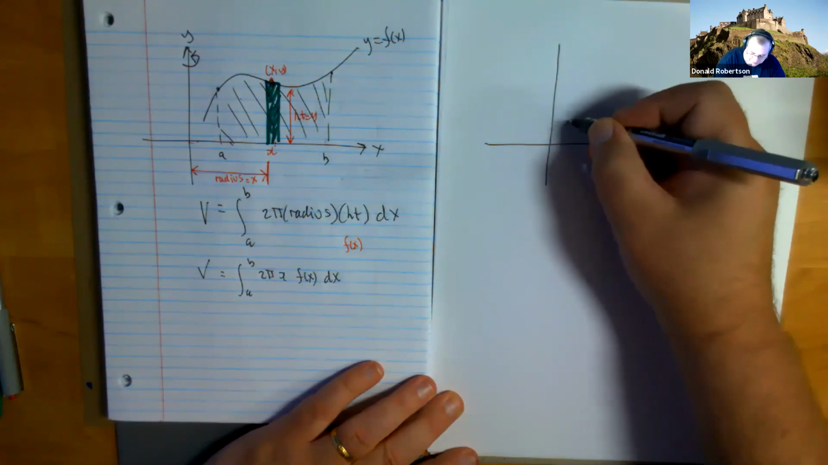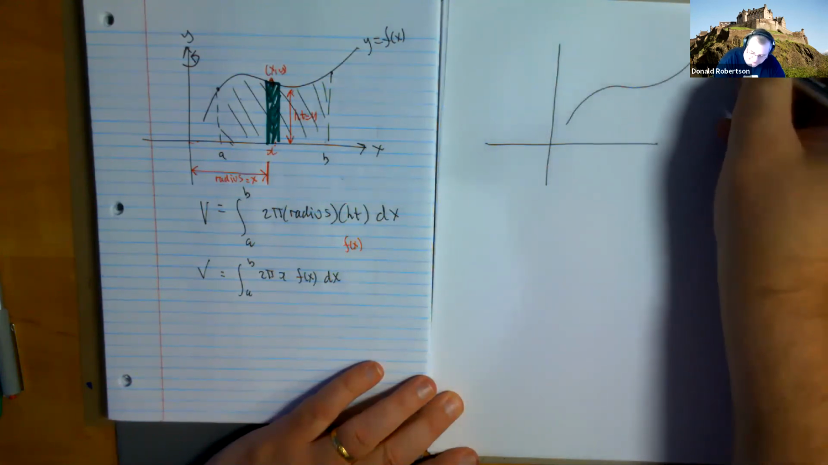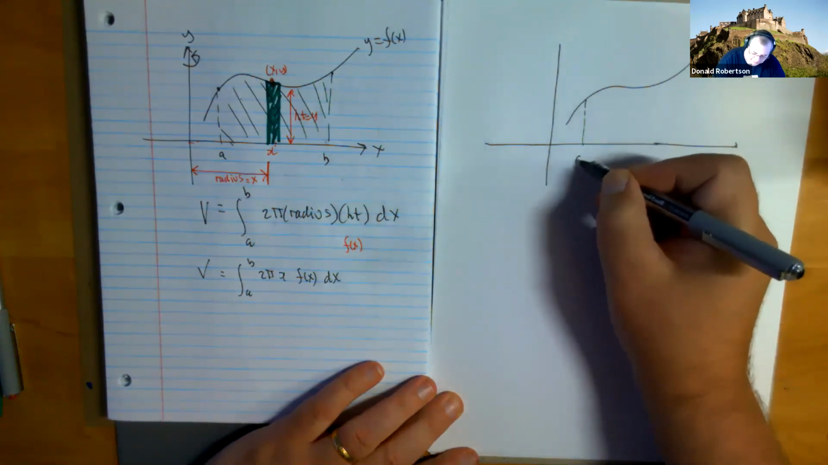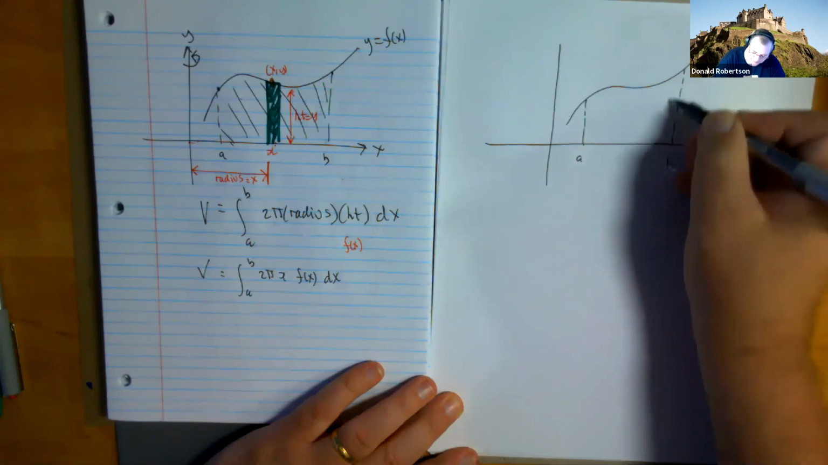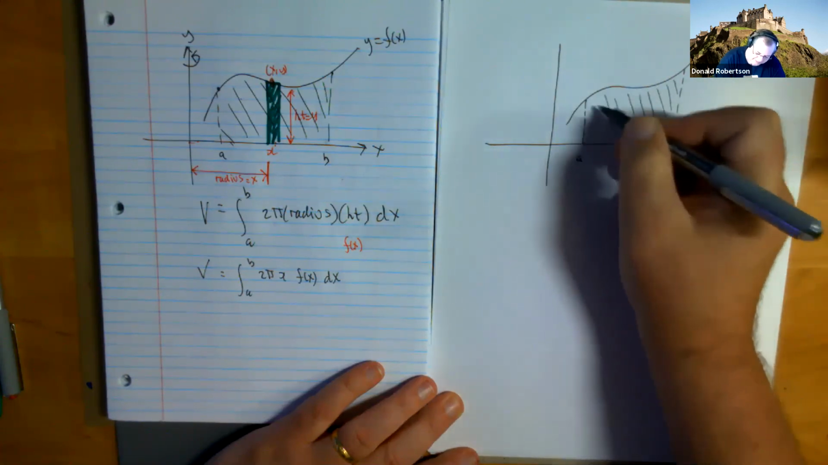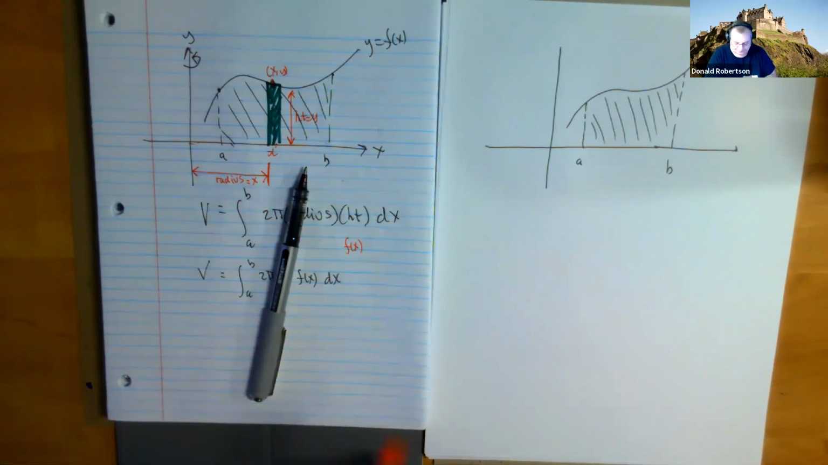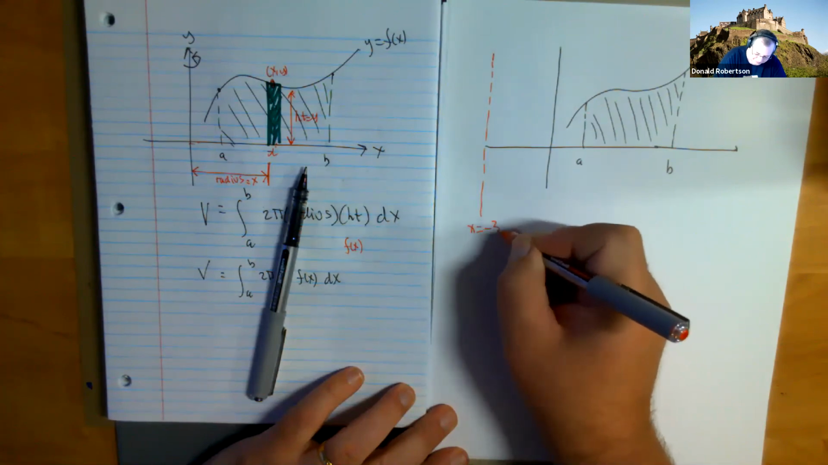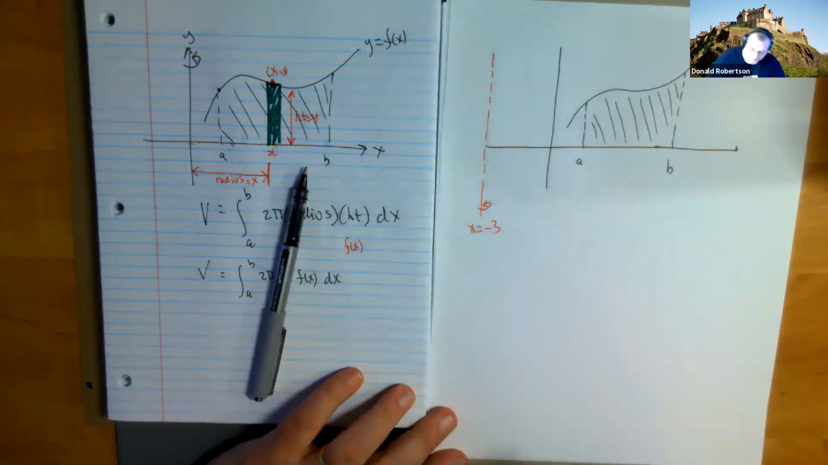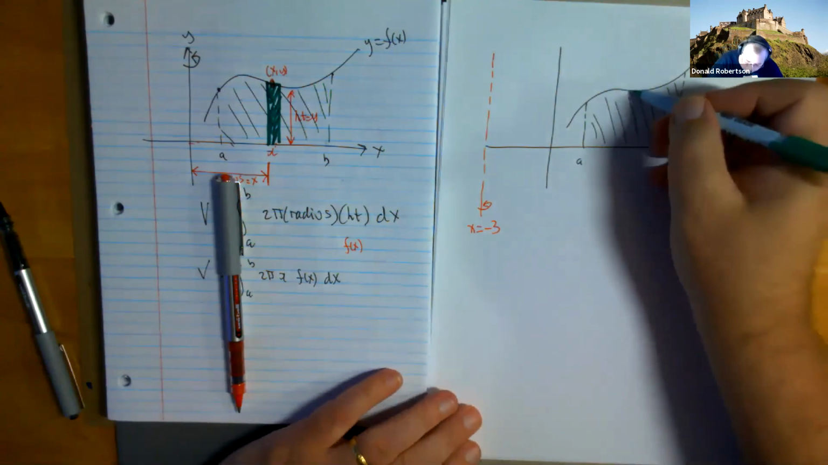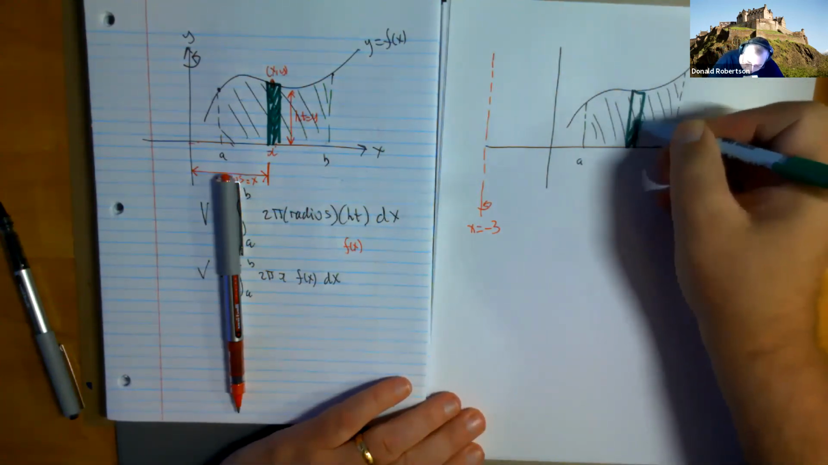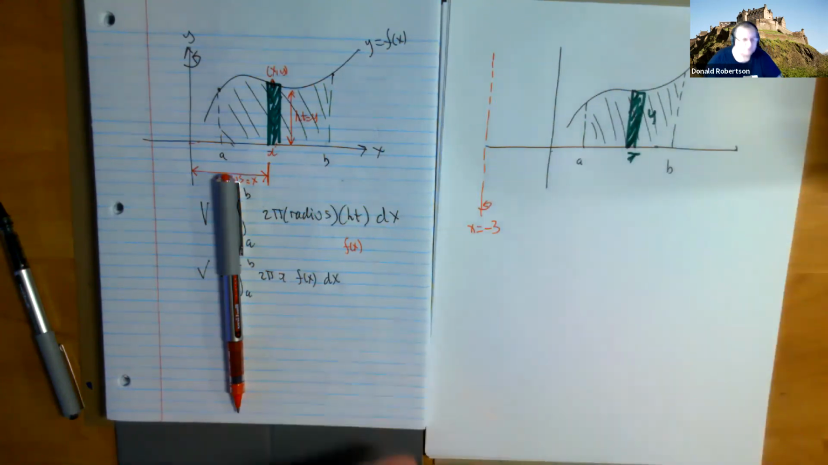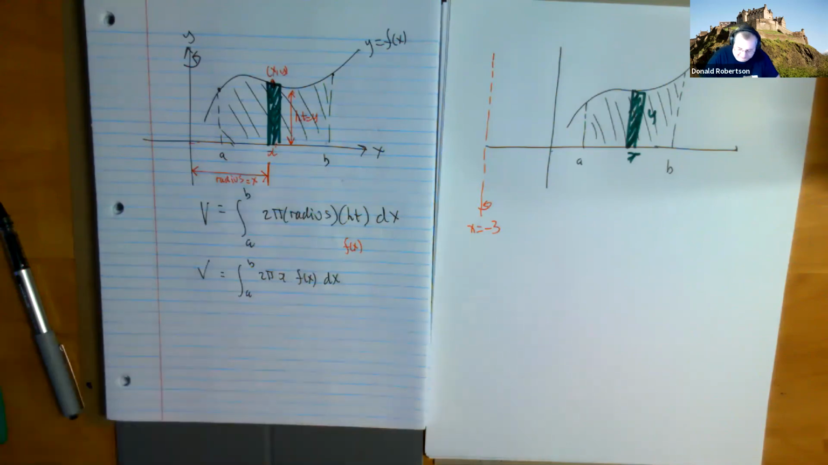Let's suppose I take the same function, but I decide to rotate it about this line over here, which is x equals -3. If I put my little random rectangle, that distance there is x, this height here is y. Good. Let's see what we get now.